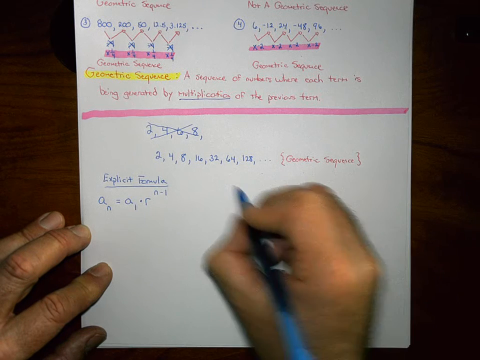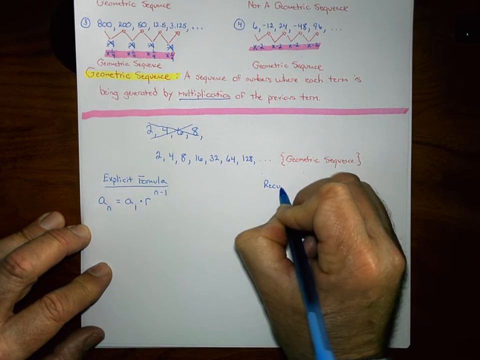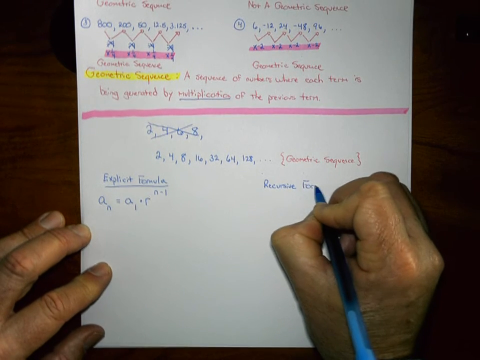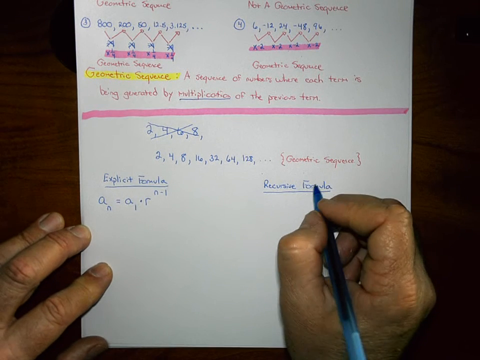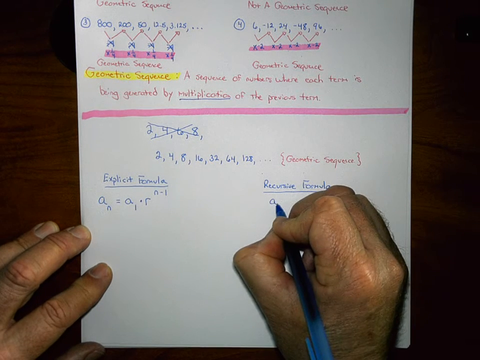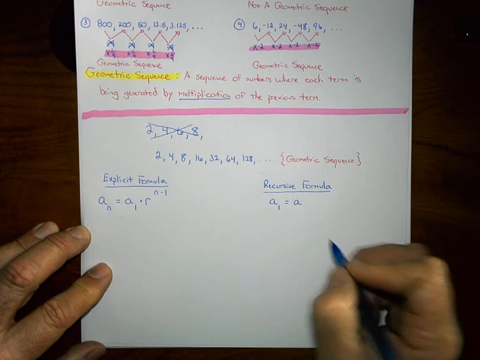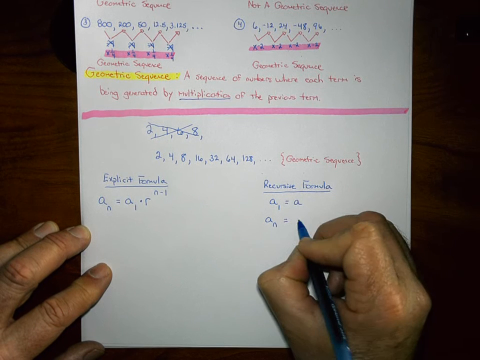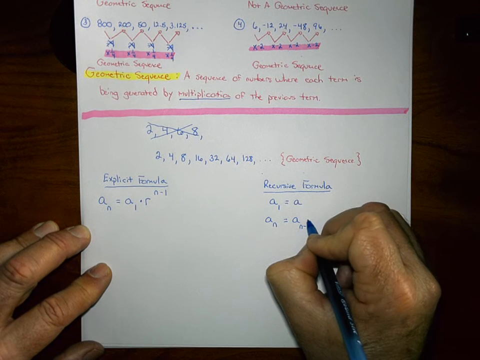Okay? And then there's another formula, and the other formula is known as the recursive formula. And the recursive formula, you want to write this down as well, would be a subscript 1 is equal to a, and then a subscript n is equal to a subscript n minus 1 times r.